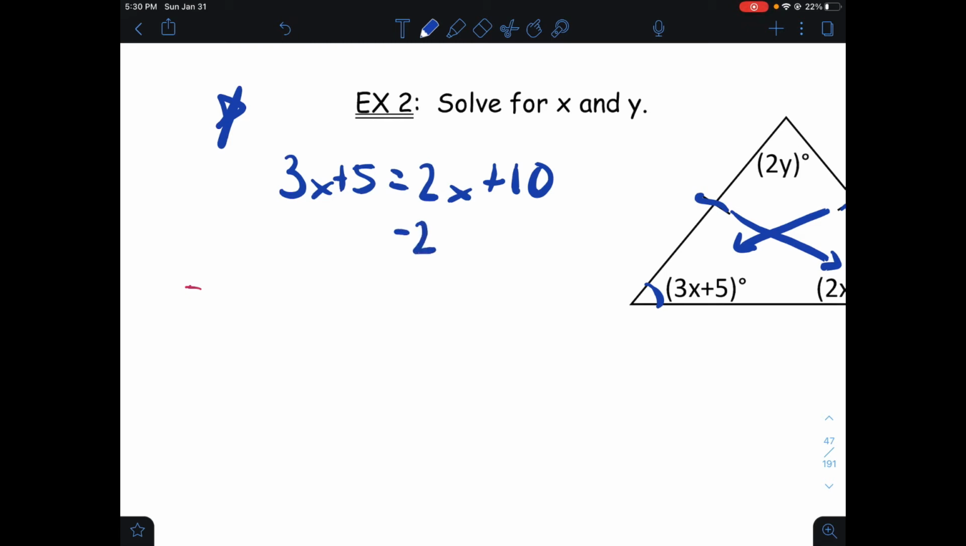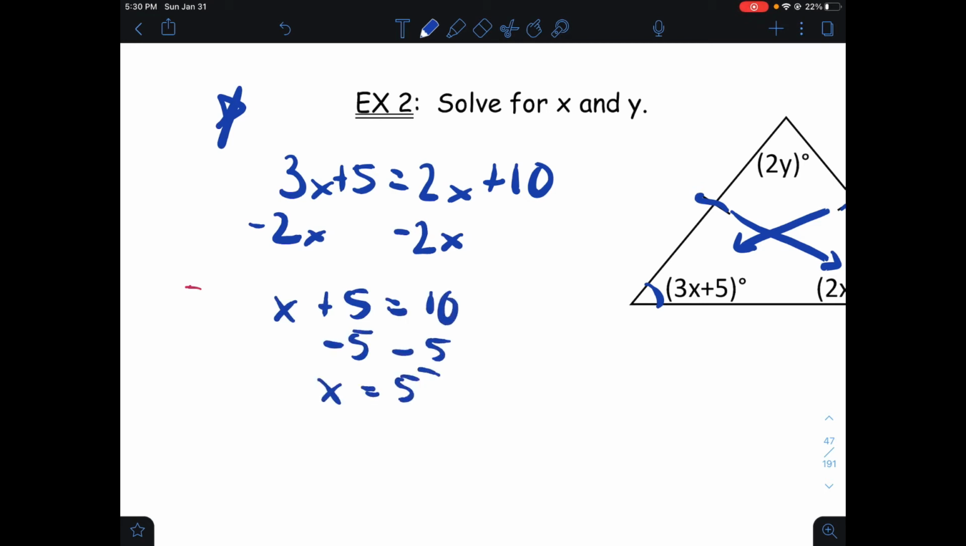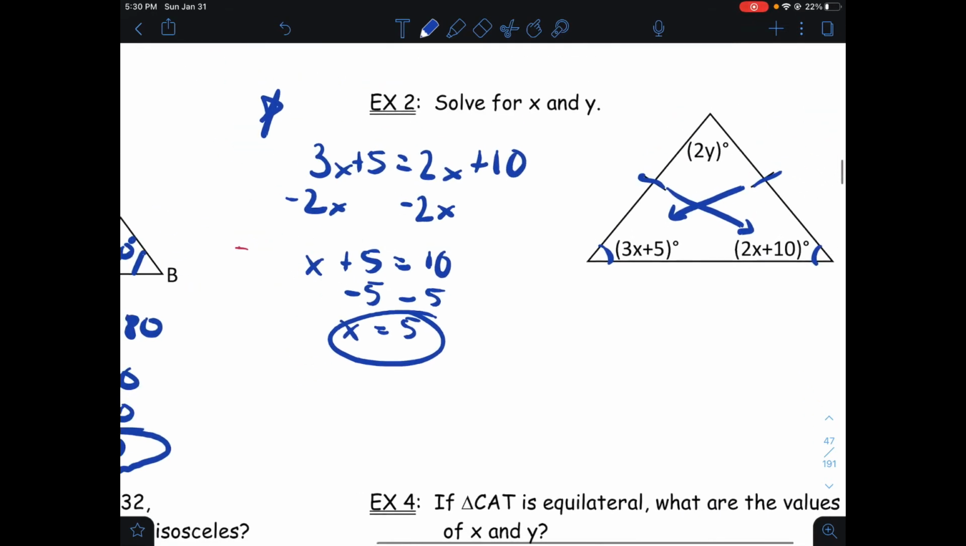So you're going to want to do a minus 2x. You get x plus 5 equals 10. Minus 5, you get x equals 5. You should have gotten something similar. You may have solved it slightly differently than I did, but you should have gotten the same end result there. So you've gotten what x is, all right?